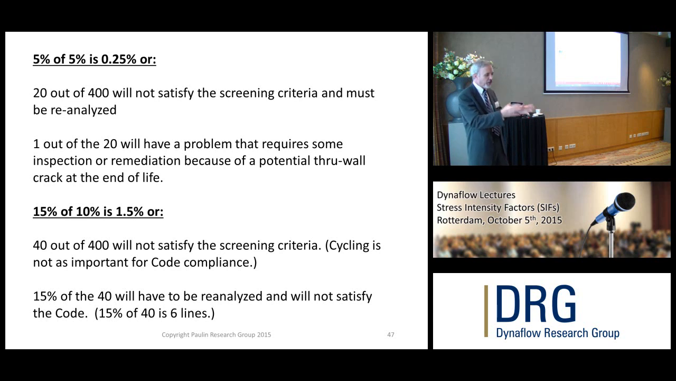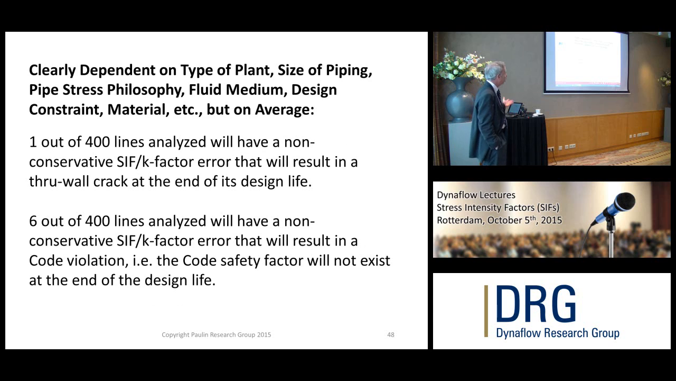Interestingly enough, the biggest reason to use the new code is because it's going to save you money. It's going to require less rework. You're not using gross over-conservatism. That's probably the biggest reason, because there's just not that many things that we're off on. But clearly, depending on type of plant, size of piping, pipe stress, velocity, fluid medium, design constraint, material, etc., what I gave you was based on an average. There are certain things that are going to make those percentages higher or lower.